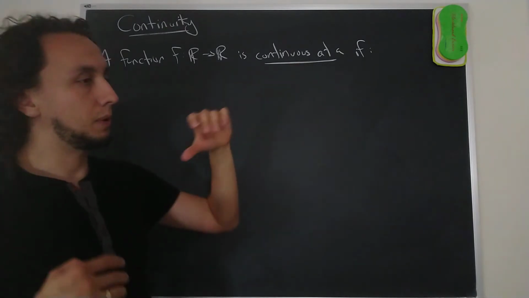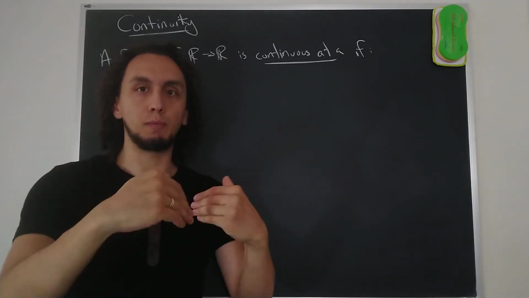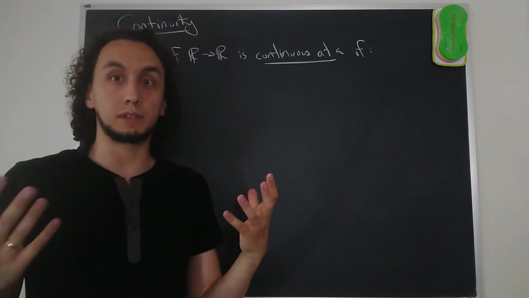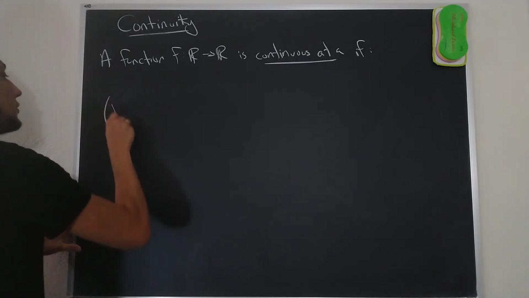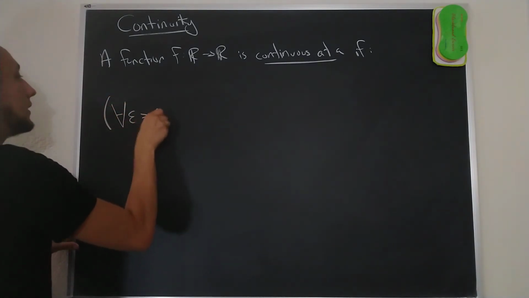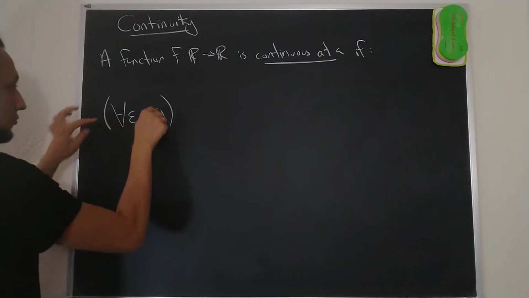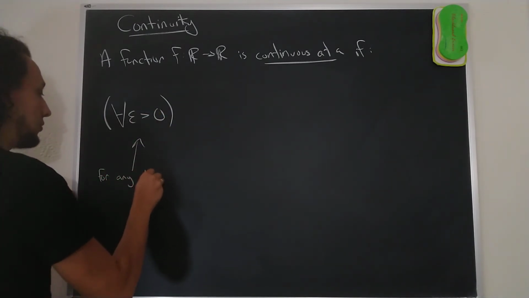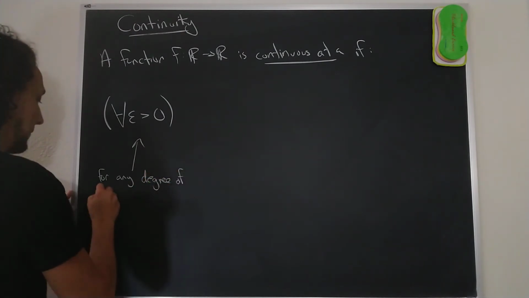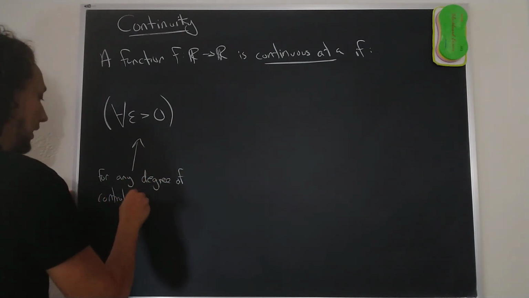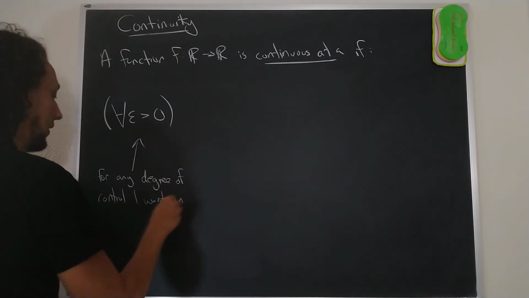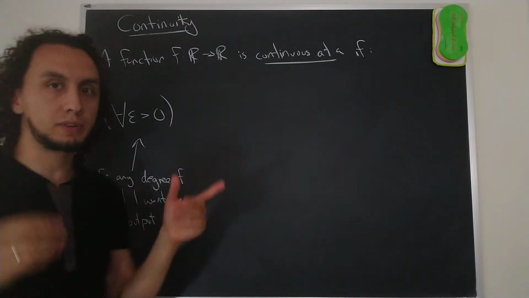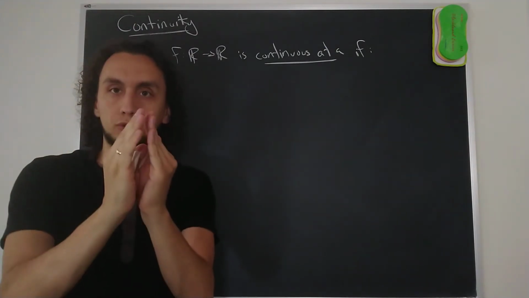How do I write that down? Well, I start with this idea of wanting the output to be as close as I want it to be to f of A. How do I get as close as I want it to be? With a universal quantifier. I say for every epsilon greater than 0. And you should read this as saying for any degree of control I want on the output. That's how it's going to be used. So think of epsilon as a degree of control, and the smaller epsilon is, the more control I'm exerting.